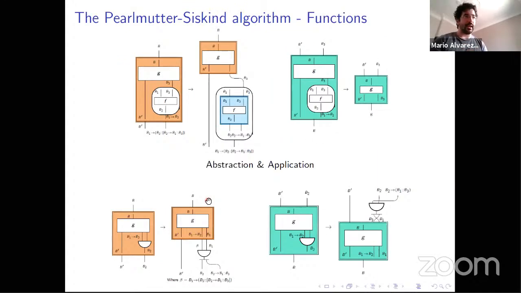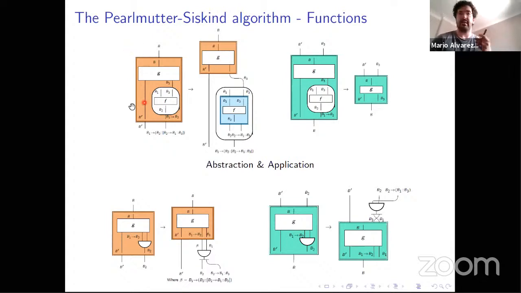So let's get into the difficult part, the problematic part. I do believe I'm running out of time, but if I can only explain these slides and then skim over the soundness proof, I will be a very happy man. The real interesting point of the Pearlmutter-Siskind algorithm, because everything I've shown so far is completely trivial, is how it handles abstraction and application.